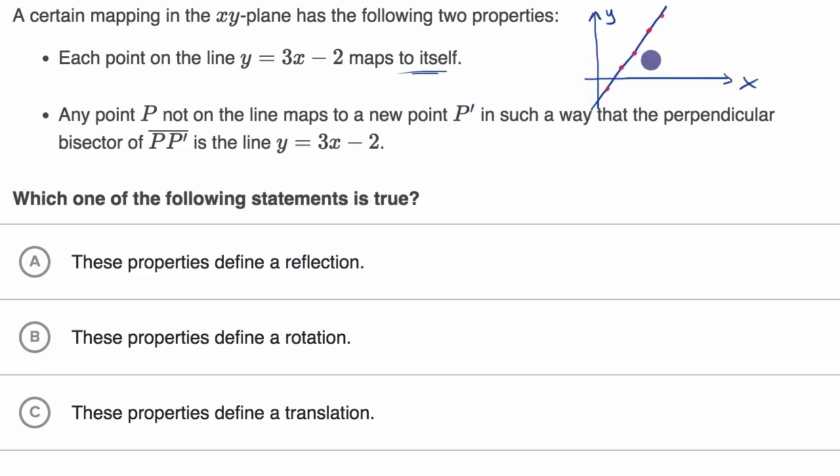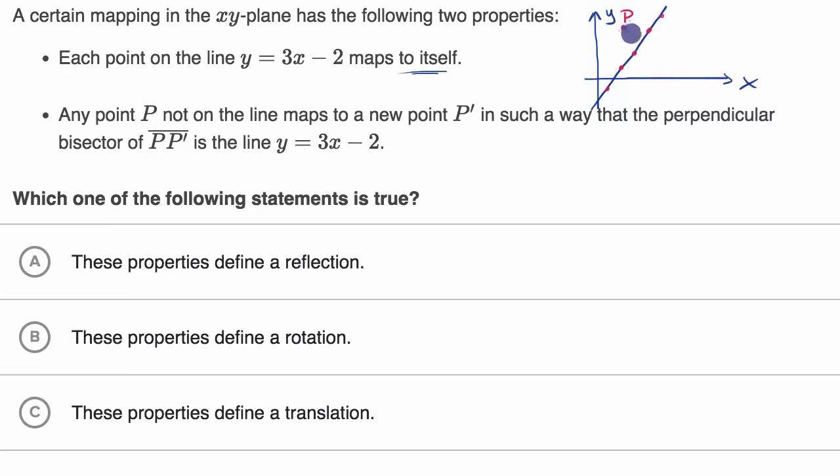Because remember, with a reflection, you reflect over a line. But if a point sits on the line, well, it's just going to continue to sit on the line. But let's make sure that the second property is consistent with it being a reflection. So any point P not on the line, let's say point P right over here, maps to a new point P prime in such a way that the perpendicular bisector is the line y equals 3x minus 2.